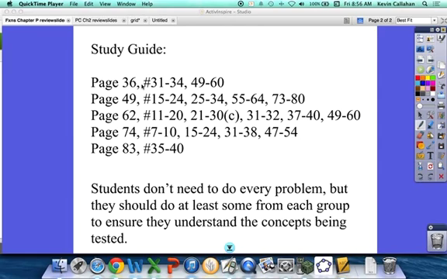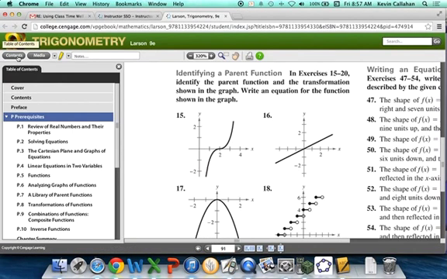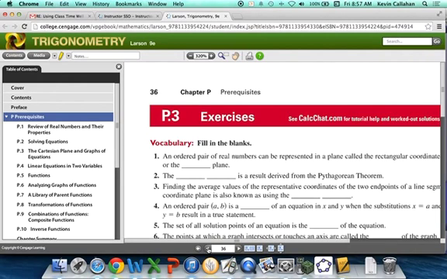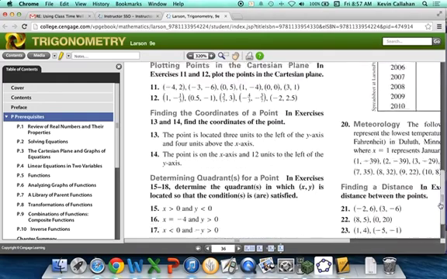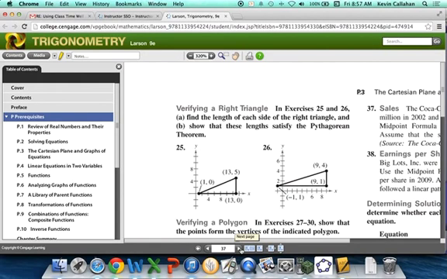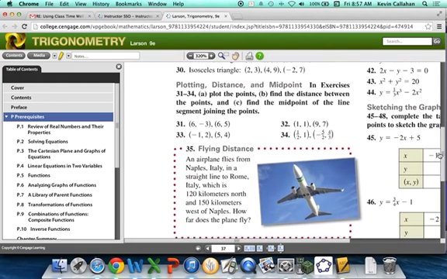So on page 36, the 31 to 34, let's go back to 36. Was this section. Actually 37. (31 to 34).